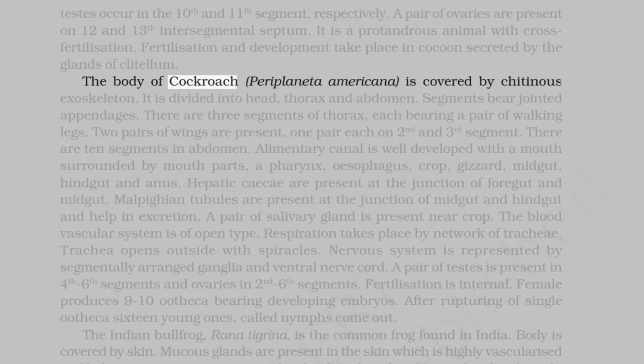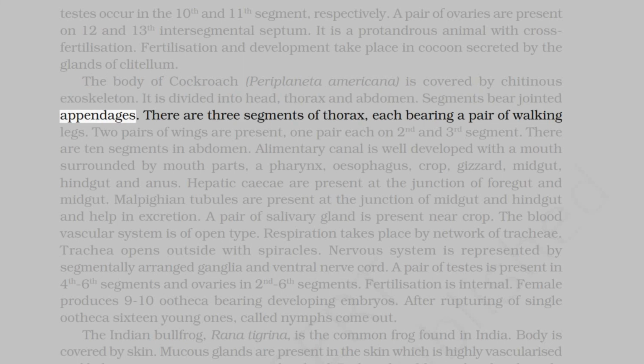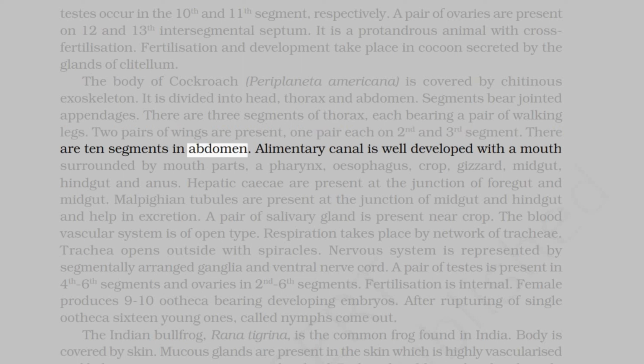The body of the cockroach, Periplaneta americana, is covered by chitinous exoskeleton. It is divided into head, thorax and abdomen. Segments bear jointed appendages. There are 3 segments of thorax, each bearing a pair of walking legs. 2 pairs of wings are present, 1 pair each on the 2nd and 3rd segments. There are 10 segments in the abdomen.